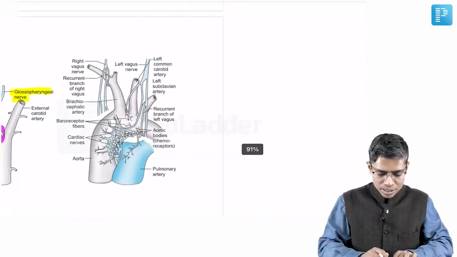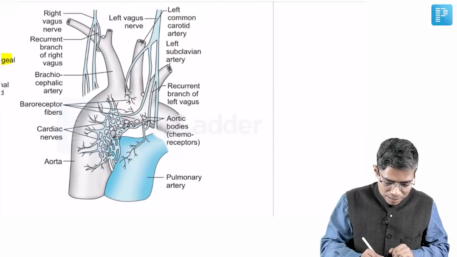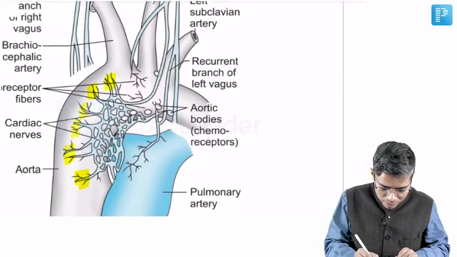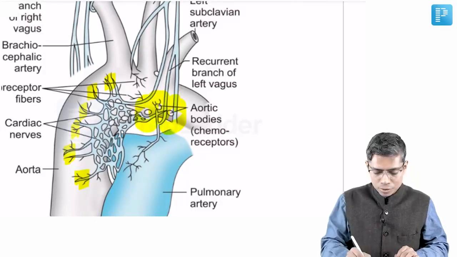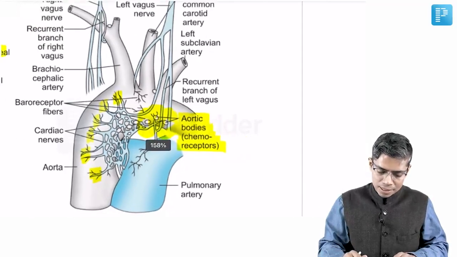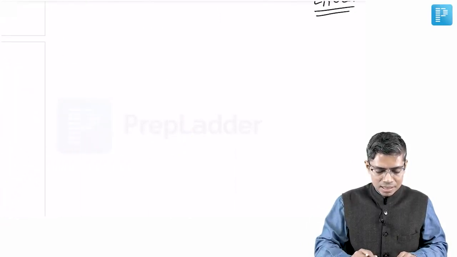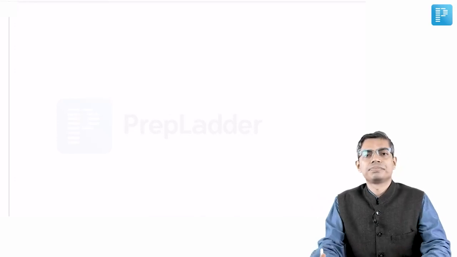Similarly, if you look at the arch of aorta here, you are again finding multiple neuronal endings. This is nothing but the aortic arch baroreceptor, and in between you are finding these bodies. Look at here, these white color bodies. These are nothing but aortic bodies. They are nothing but our chemoreceptor. Now we have understood how the baroreceptor is functioning. Now our next understanding is how the chemoreceptor is controlling our blood pressure.